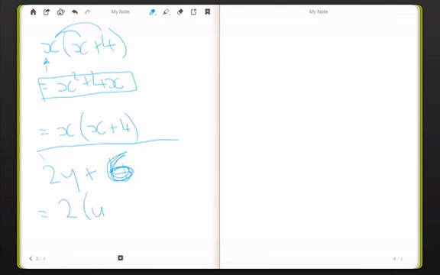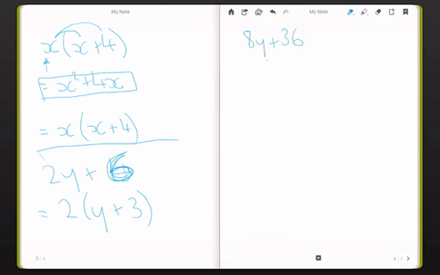Well, we've got a y left here. And what have we got left here? We've got 3, okay? Because 6 divided by 2 is 3. The biggest mistake people will make is making this a 4. It's not minus, it's divide, okay? So let's do something slightly more tricky, something like this. 8y plus 36.